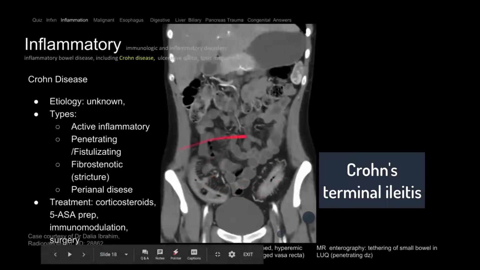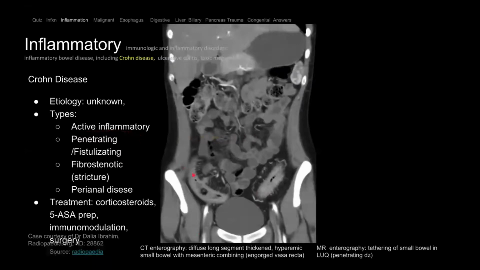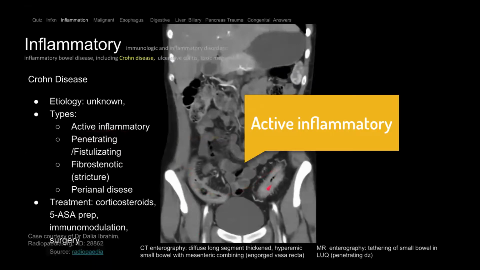But this is Crohn's, or this is one presentation of Crohn's. In Crohn's, there's several. There's active inflammatory, which is what this is, because it's acutely inflamed. You told me that there's a hyperemic and this thick wall.